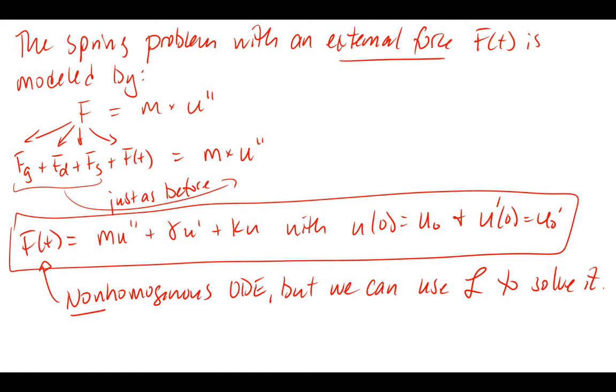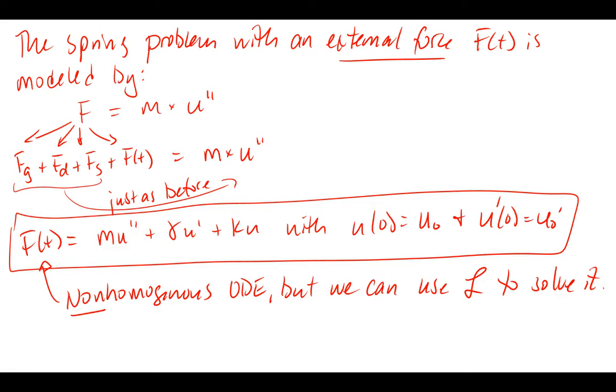The only thing to really take away is: where does that external force, big F of t, end up in the model? It becomes the other side, usually the right-hand side, of our standard homogeneous spring problem that we studied earlier in the month.